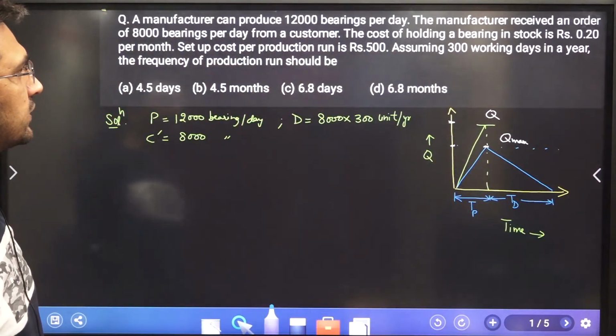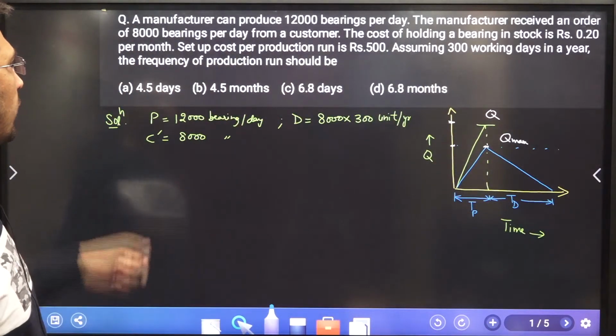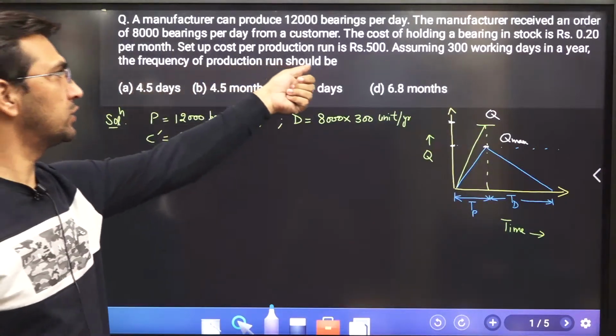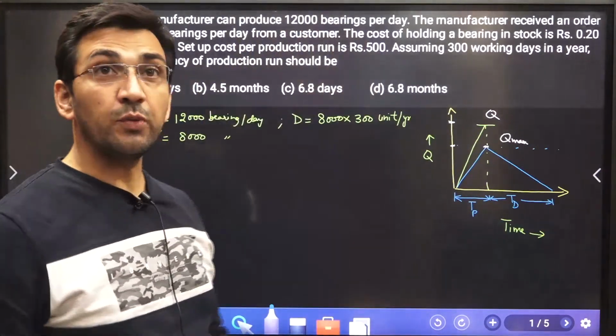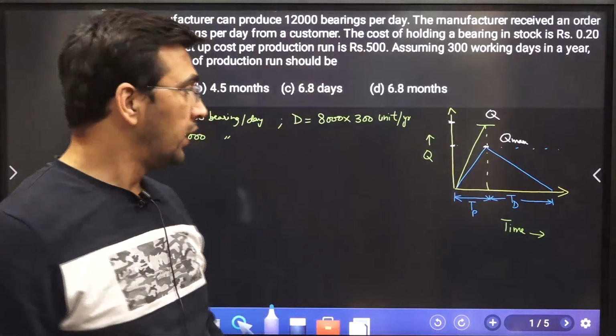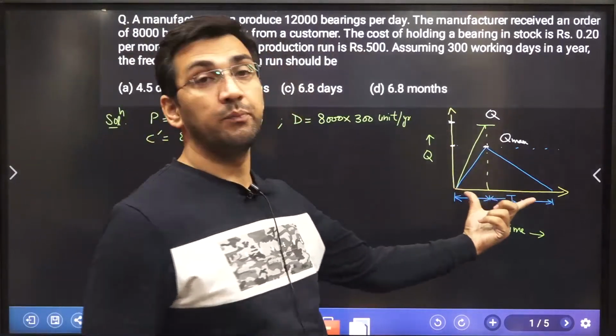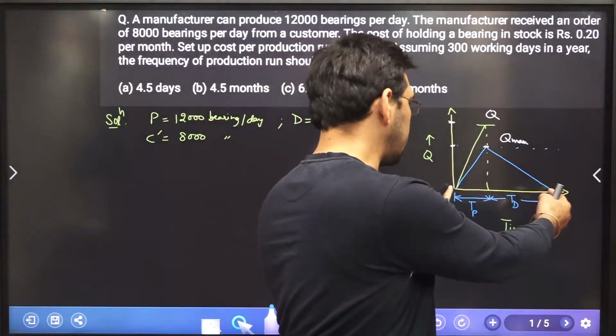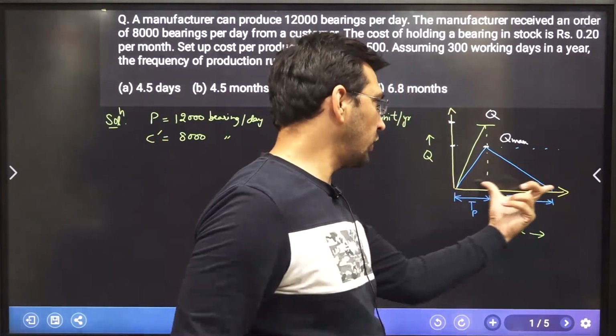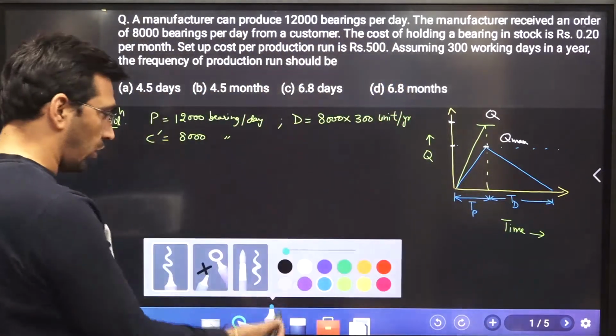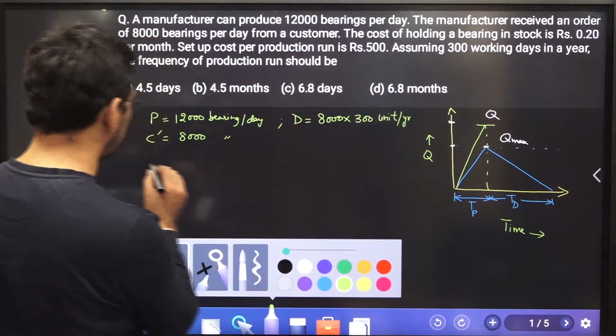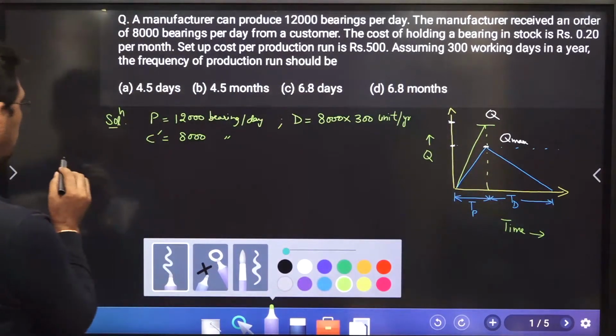And now what he has asked you to calculate is to find out what the frequency of the production run should be. The term frequency of the production run should be clear to you. Frequency of the production run means the cycle time he is talking about. So how can you find out the cycle time? That formula you already know.